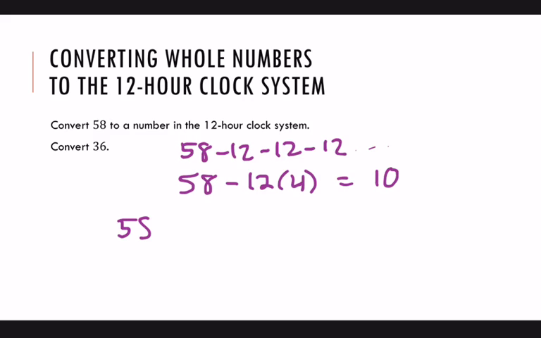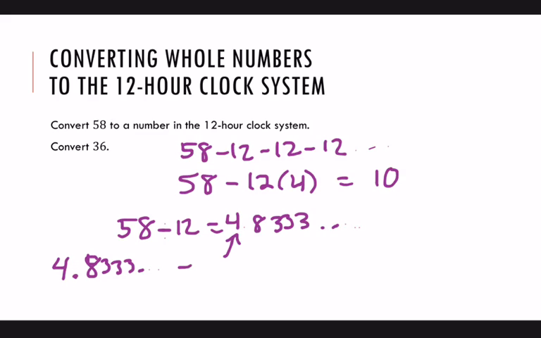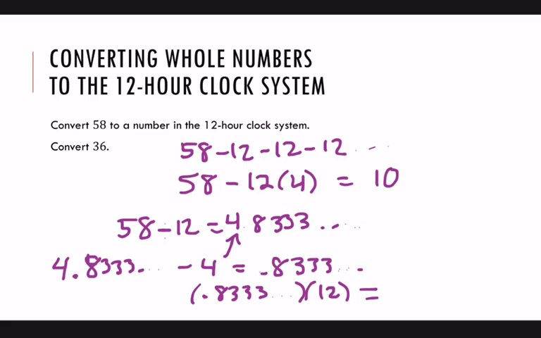Option 2, 58 divided by 12. On a calculator, I have 4.8 and a bunch of repeating 3s. So that could also tell you to subtract 4 groups of 12 and see that 10 is left. Or subtract 4: do 4.8333, whatever's on your calculator, subtract 4. Get just the decimal part. And then multiply that by 12. That should give you a number that's very close to 10, and then you can round to get that whole number remainder of 10.